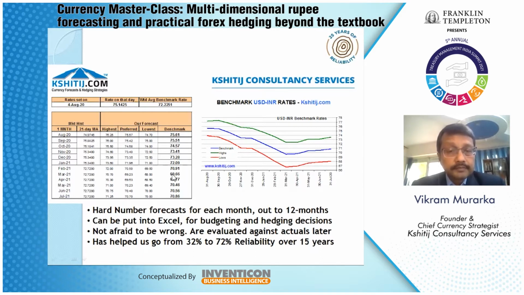Now, this is something which covers the 4 T's: the trend, the target, the time, and the trail. So you can see that we're looking at a downtrend, but then it goes up later on. It's not a straight line. Now these can be put into Excel for budgeting and hedging decisions. And once we put our numbers out, we are not afraid to be wrong.